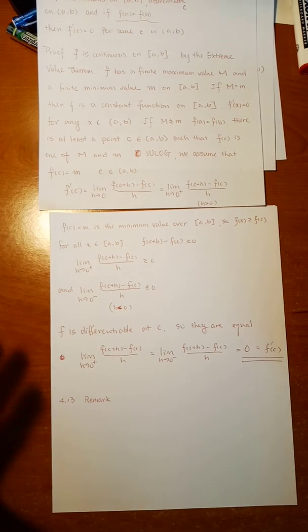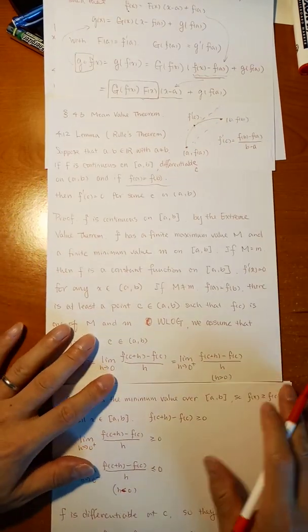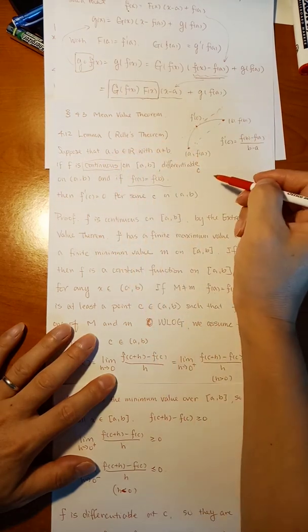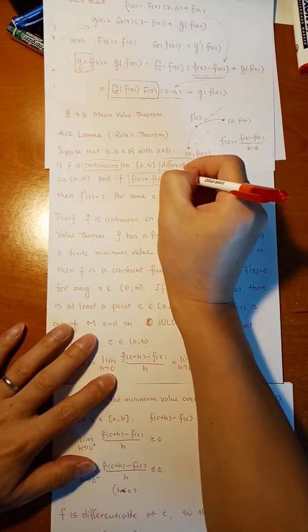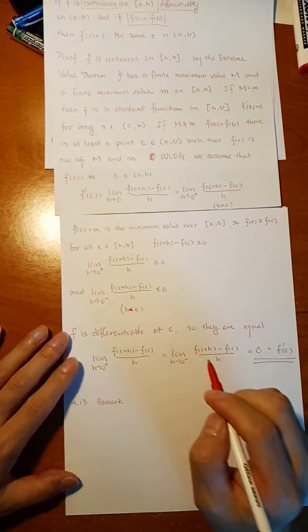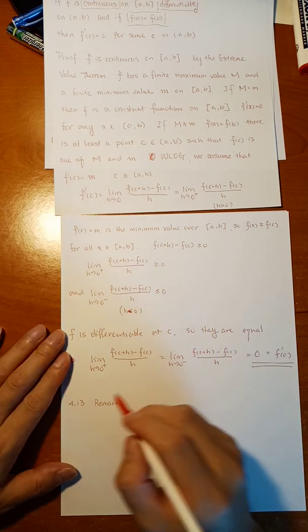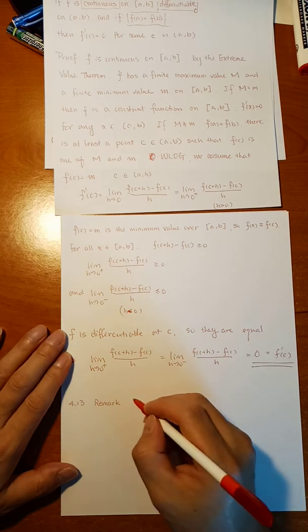The remarks tell us about the conditions, not conditions, hypotheses, of Rolle's theorem. We have continuity, we have differentiability, we have f(a) equal to f(b). Those three hypotheses cannot be weakened. Okay, so first, the continuity cannot be relaxed.